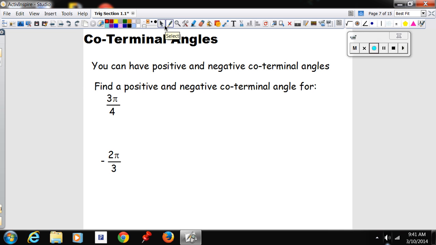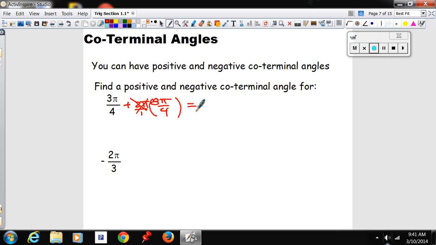Okay, so let's find a positive one. Let's add one rotation. 2 pi is one time around the circle. So how would I add 3 pi over 4 and 2 pi together? You got to get a common denominator. Put a 1 under this and change it to what new fraction? 8 pi over 4. That's going to be the same as 2 pi, because 8 divided by 4 is 2.